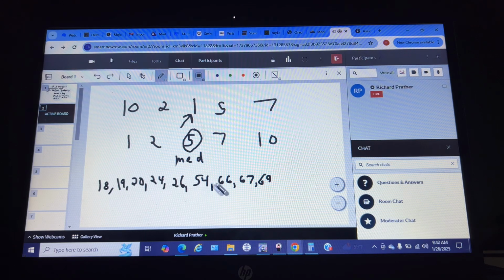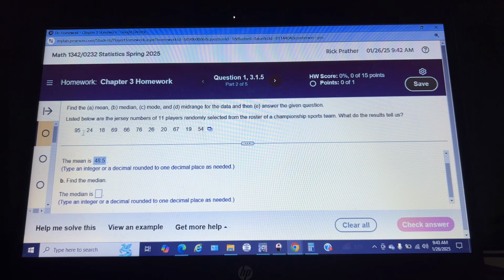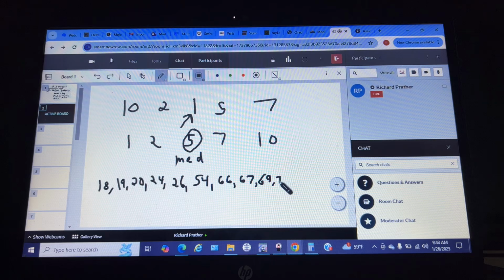That's 2, 4, 6, 8, 9. There should be two more. There's a 95 and there's a 76. Okay, so 76 and 95.